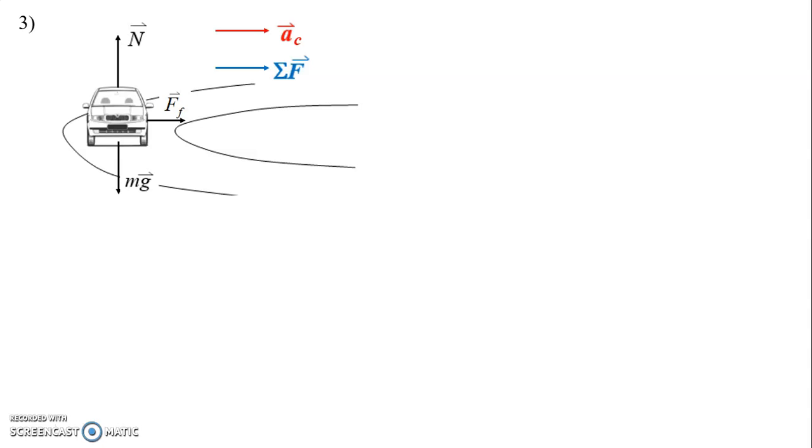All right, so now for letter C, we want to find the maximum speed the car can be going, and here we're given the coefficient of static friction. So remember, just like last time, this is a static friction force.